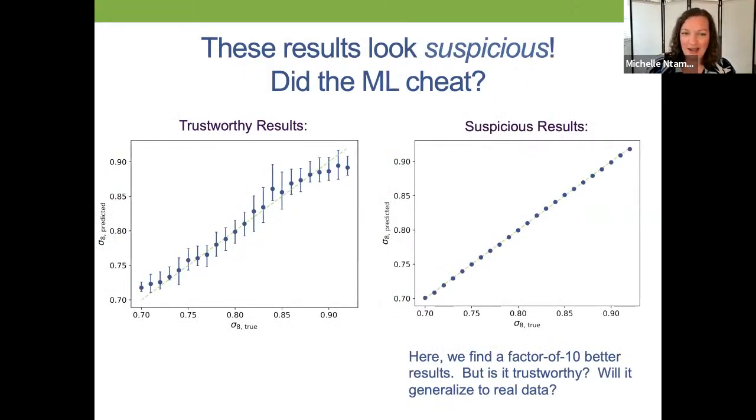We're going to look side by side at the trustworthy results that I present through the rest of the body of this talk and some suspicious results that you'll see on the right-hand side here. Okay, the trustworthy results I said were at about the expected theoretical limit, and the suspicious results are a factor of 10 better than theory says I should be able to do with a cluster sample of my size. Is this trustworthy? And will the model generalize to real data? Let's look.